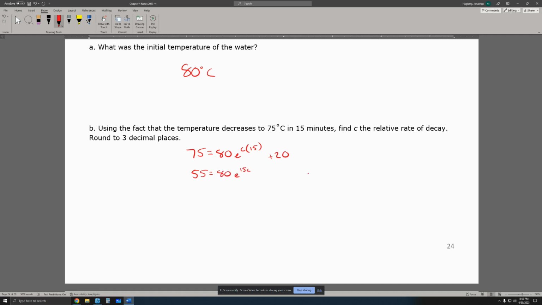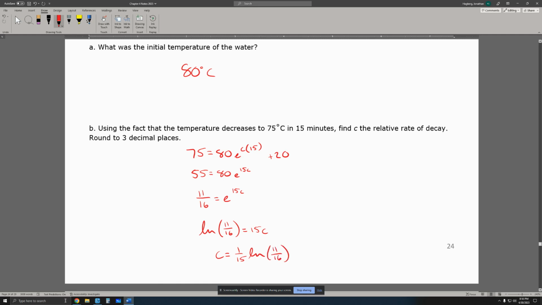We're going to divide both sides by 80. And so we get 55 eightieths, which I know both have a factor of 5. So this would be 11/16 is equal to e to the 15c. And then rewriting this as a log, we get the natural log of 11/16 is equal to 15c, where c is equal to 1/15 the natural log of 11/16.